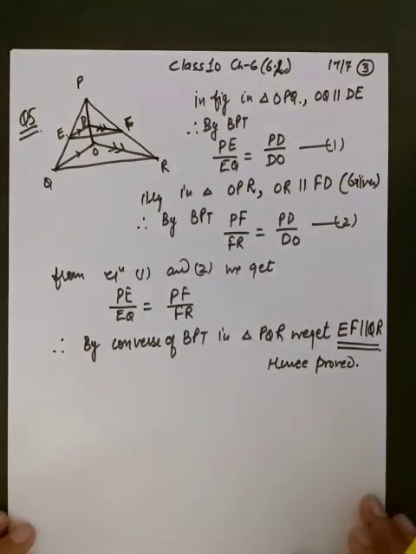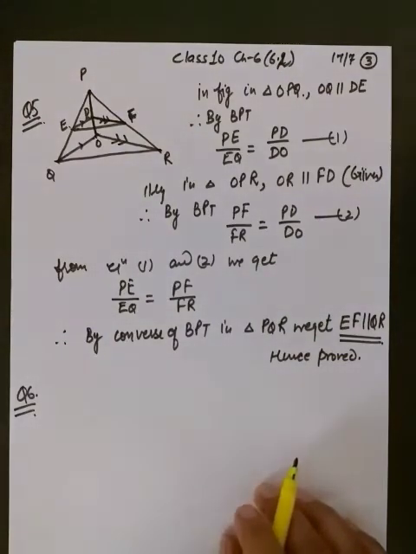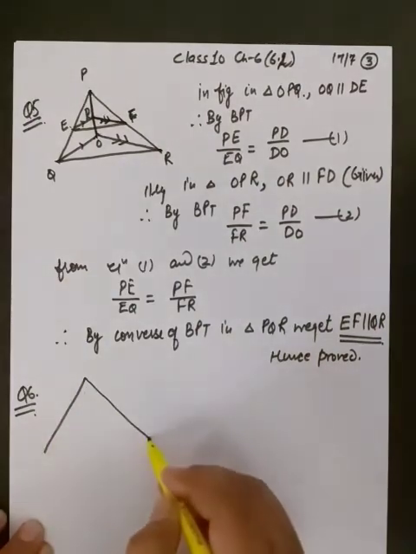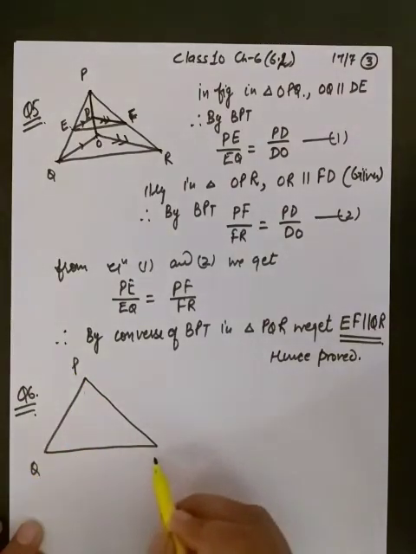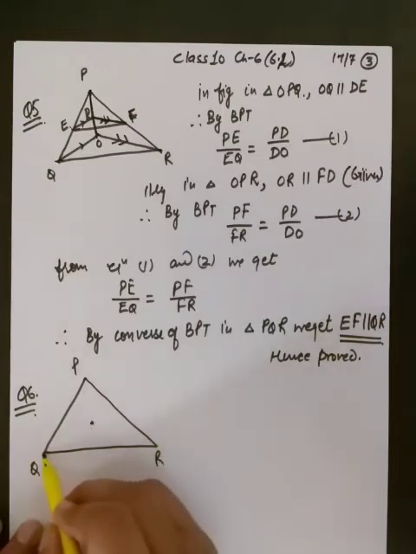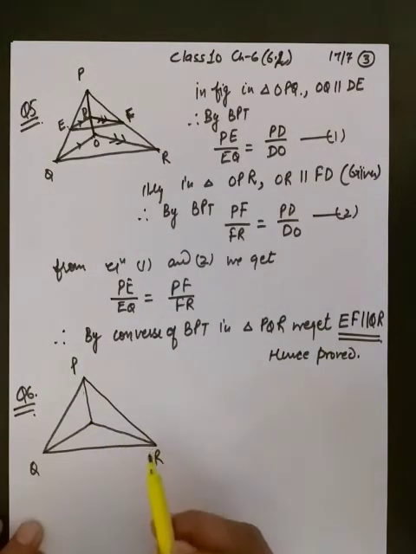Let us move to question number 6. In question number 6, again the figure is given and read the question. In the given figure, A, B, C are points on OP, OQ, OR. First of all, draw a triangle PQR like this. And take a point O in the interior of triangle PQR. Join OP, OQ and OR.